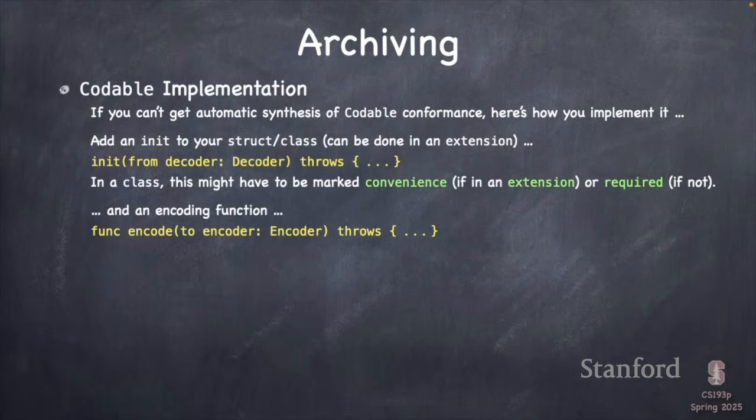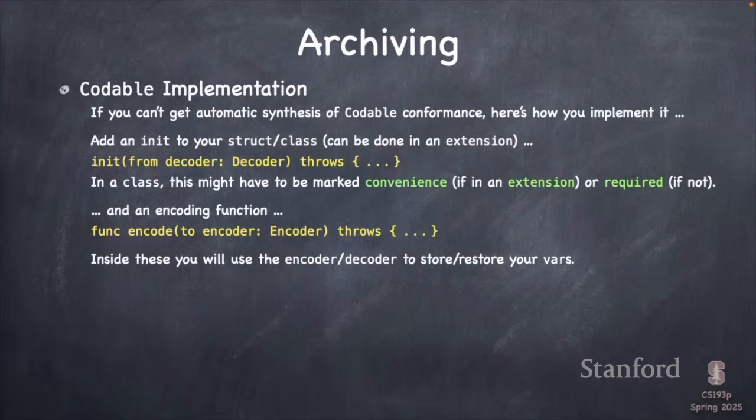Now on the other side, the init is obvious. It takes the blob of stuff and it decodes it back into initializing your struct. The encode is just a function. You say encode to encoder, and it turns it into a blob. So let's talk a little bit about how these work. Essentially, inside the decoder and encoder that you're handed, you're going to save and restore all of your vars. One line of code per var.